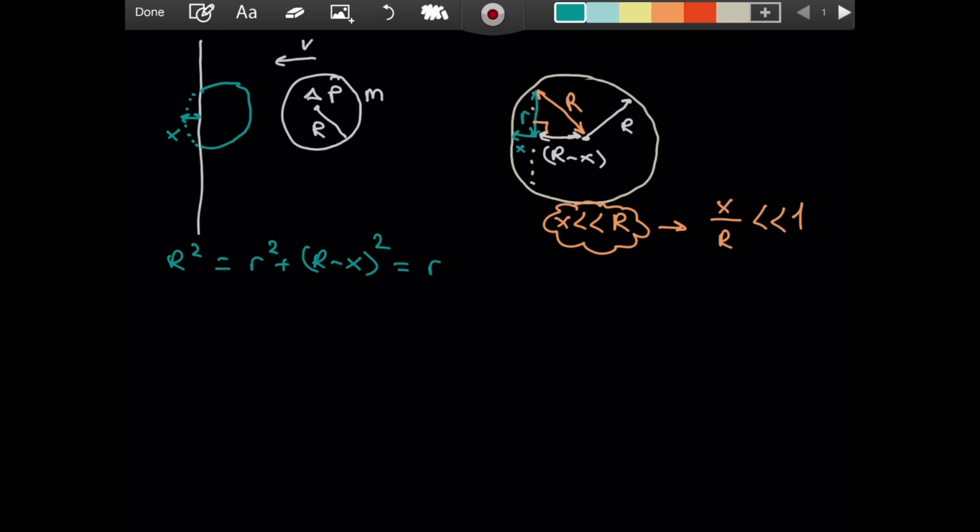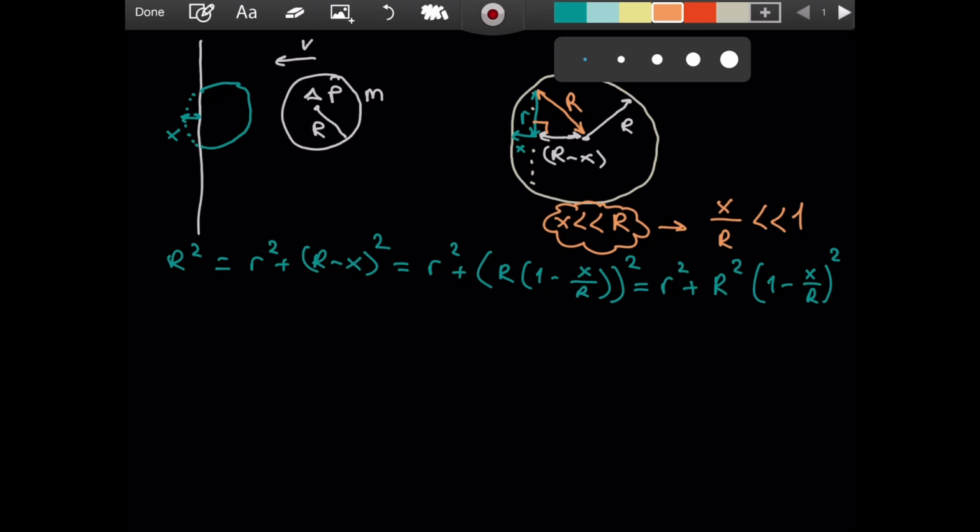So this is equal to little r squared plus, I want to factor R inside the parentheses so that we get R times (1 minus x over R), and this is squared. Then let me distribute the square to get little r squared plus R squared times the quantity (1 minus x over R) squared. How do we proceed from this? Well, we note that this part is much, much smaller than 1. That's what we just argued here.